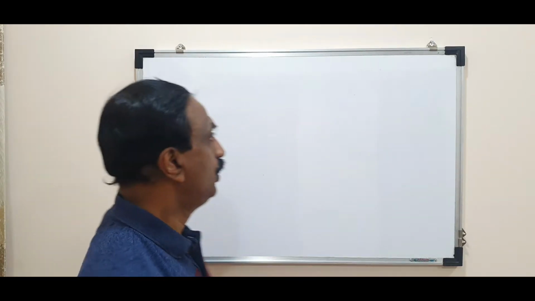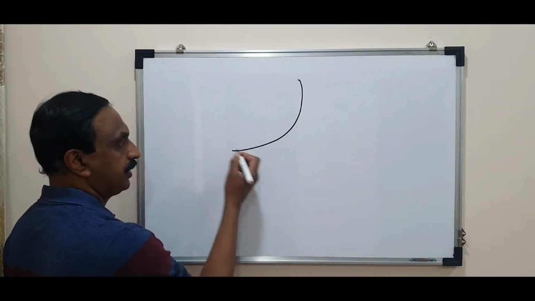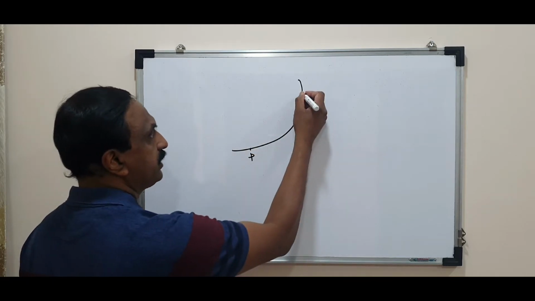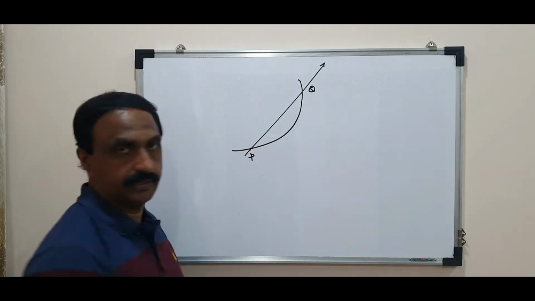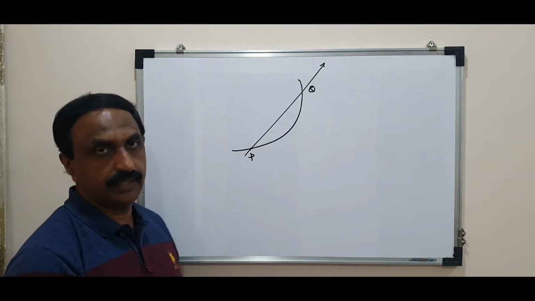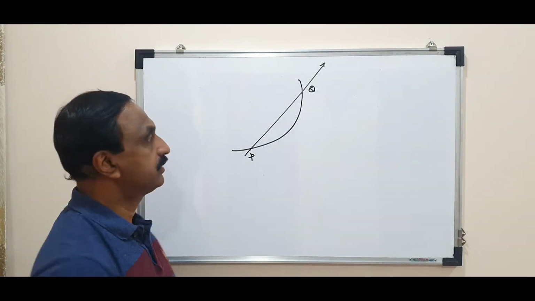Before we start the application of derivative, first let's have a look at how a secant becomes a tangent. So here is a curve. This is a point P, this is a point Q. We call PQ the secant. How can the secant be converted to a tangent?